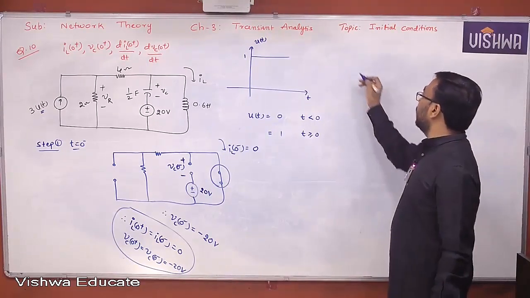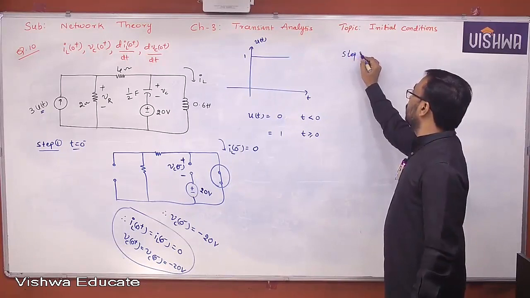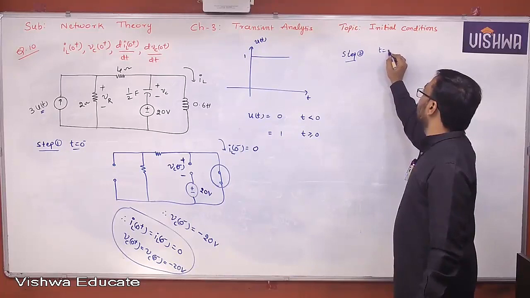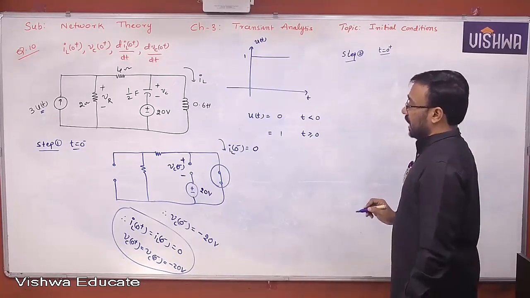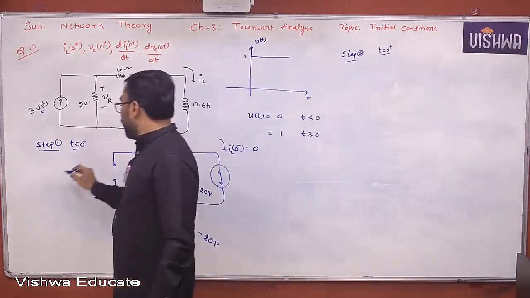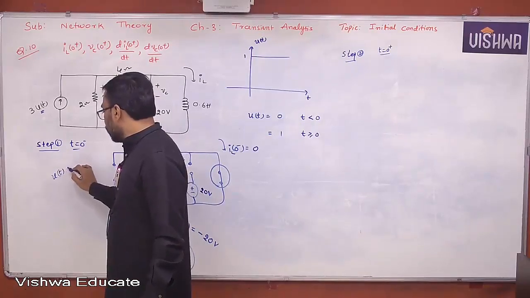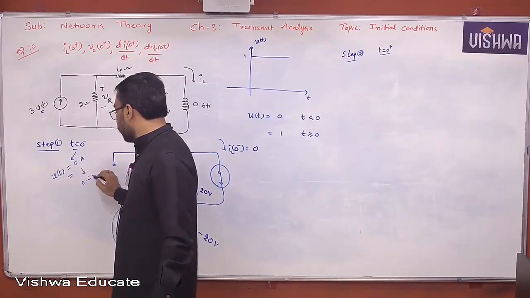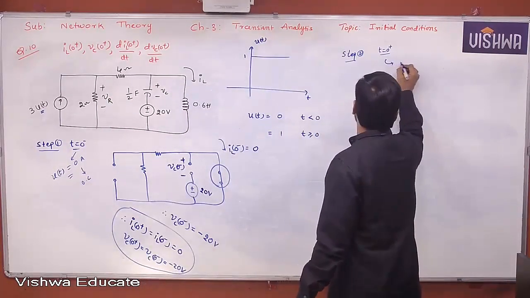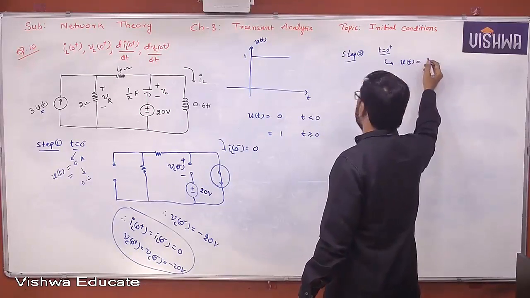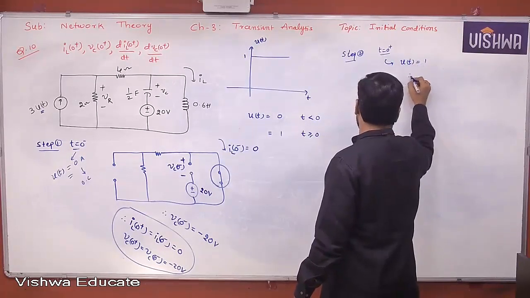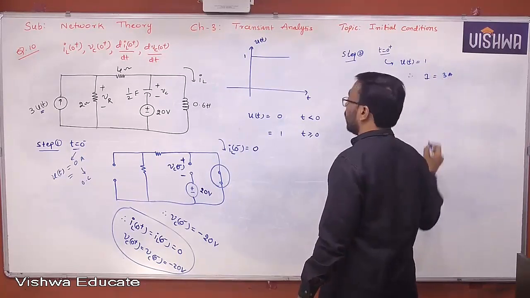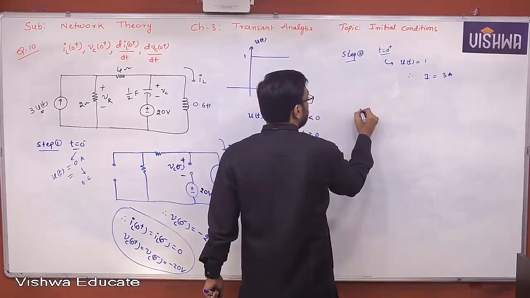Now to find dIL of 0 plus by dt and dVC of 0 plus by dt, let us construct the t equal to 0 plus equivalent. At t equal to 0 minus, the u of t value is how much? 0. 0 amperes, nothing but open circuit. Here u of t is 1. Therefore the current source value is how much? It will become 3 amperes. Therefore it looks like this now, 3 amperes.